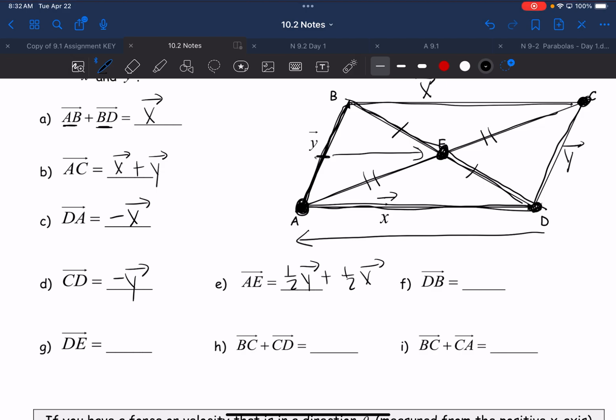Okay? Then they ask about vector DB. So that would be going the opposite direction. So what would I put there? Is it the same with negative? Right, it would be kind of like AC, but we're going to be subtracting because we're going to go the opposite way. So we're going to say vector y minus vector x.